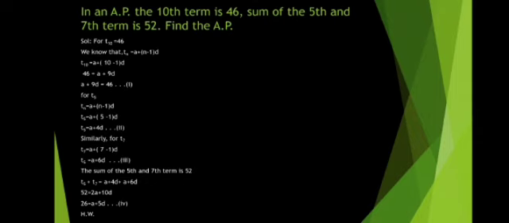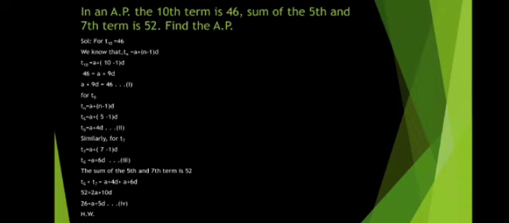Now similarly we will solve for the 5th term, that is T5, and the 7th term, that is T7. For T5, again we write the same formula: Tn is equal to a plus n minus 1 into d. So T5 is equal to a plus 5 minus 1 into d, so T5 is equal to a plus 4d. Here T5 will remain the same because the value of T5 is not given. Let's say this is our equation number 2. Now similarly for T7, T7 is equal to a plus 6d. Let's say this is equation number 3.